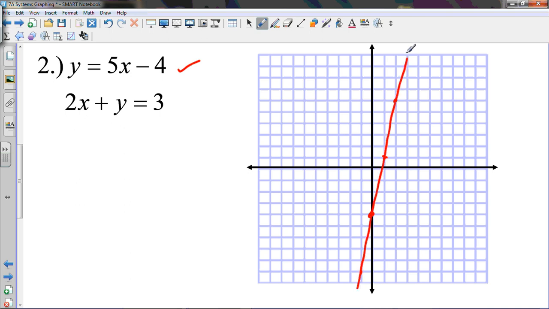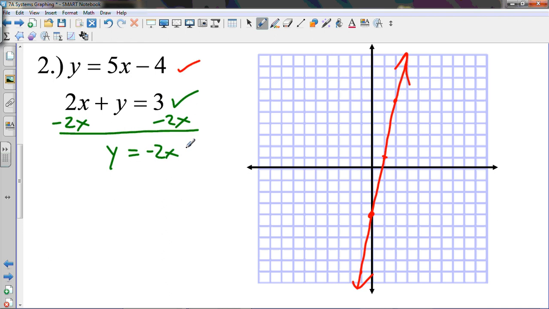Okay. Let's do the second line here in green. Now again, I'm going to solve for y first so I can get into some sort of graphing form. So y is equal to negative 2x plus 3. So I'm going to start at positive 3. Negative 2x will go down 2 over 1.